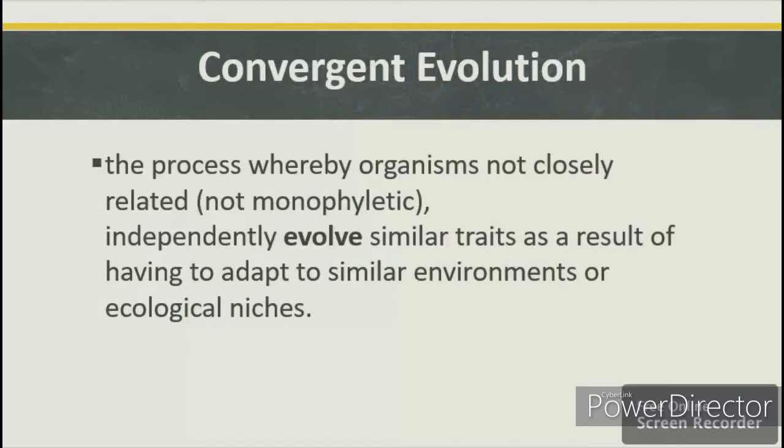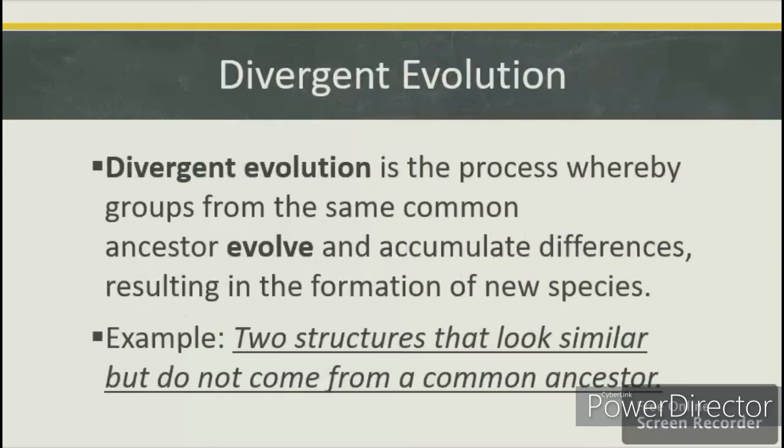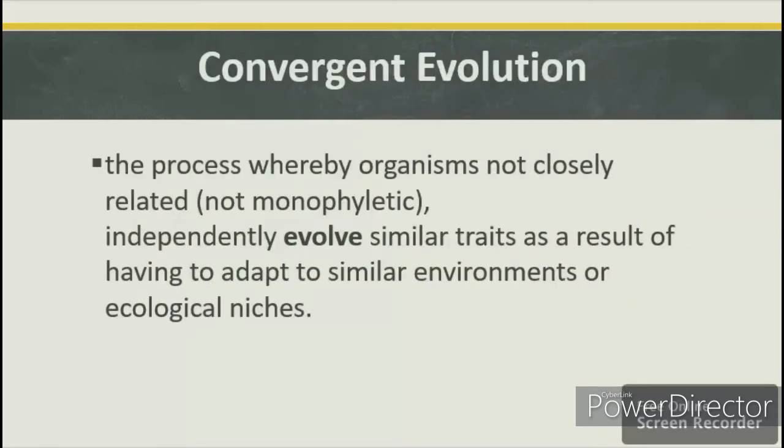Next one. Convergent evolution is the process whereby organisms not closely related, or not monophyletic, independently evolve similar traits as a result of having to adapt to similar environments or ecological niches. So for convergent evolution, these species try to converge with one another and form another species. Okay, it's like adaptive radiation, but we consider this as convergent evolution.